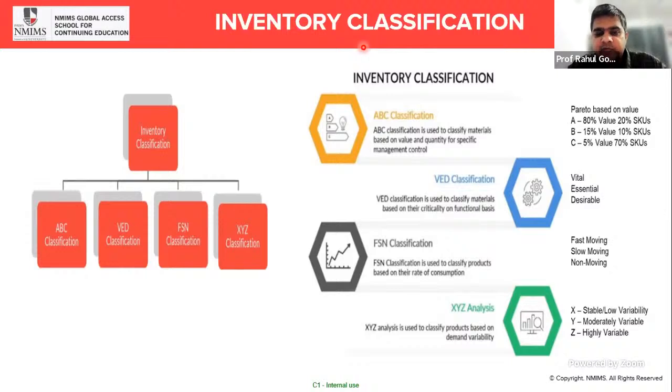Yeah, very low, right? So when you combine ABC with FSN and XYZ, you will take certain decisions. And these decisions are very important because they will formulate the policy, the framework for the inventory calculations. So how much you will keep as safety stock, how much you will keep as the buffer to take care of variabilities are going to be some of the important points.